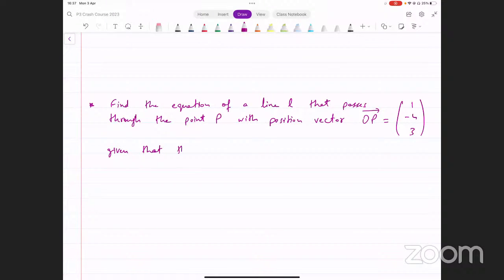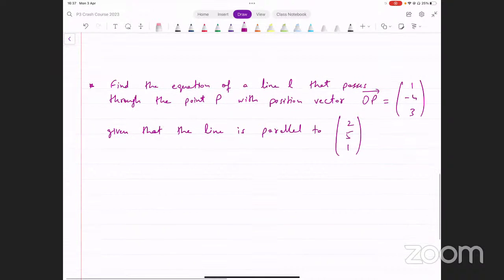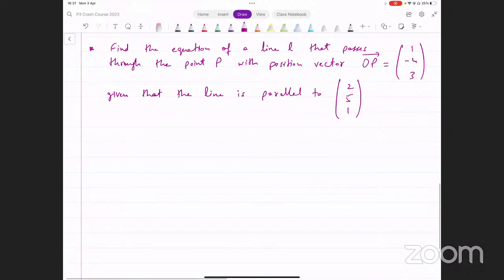Given that the line is parallel to another vector, let's say it's parallel to this vector 2, 5, 1. Okay, we want to write down the equation of this line. How do you write down the equation? You write down the standard form that you have, r equals a plus lambda d.